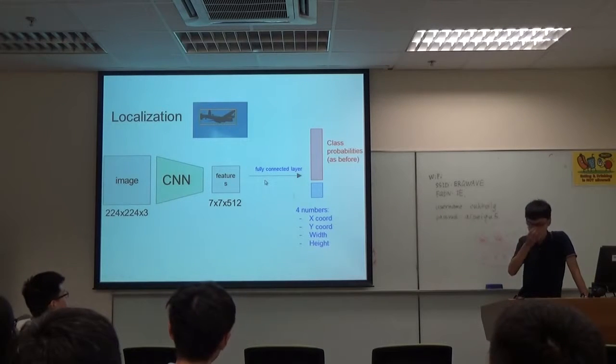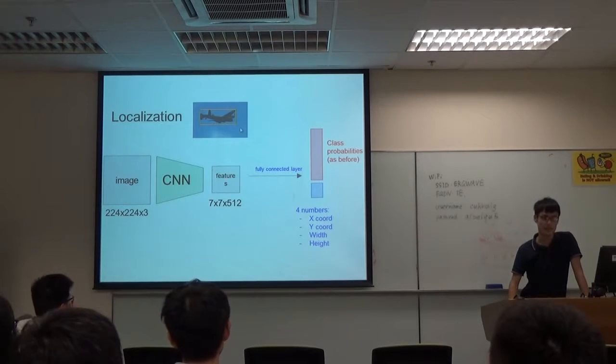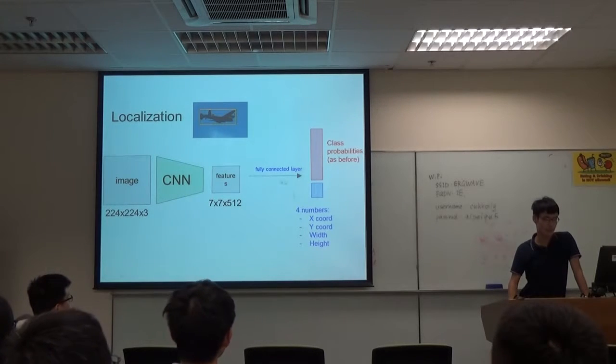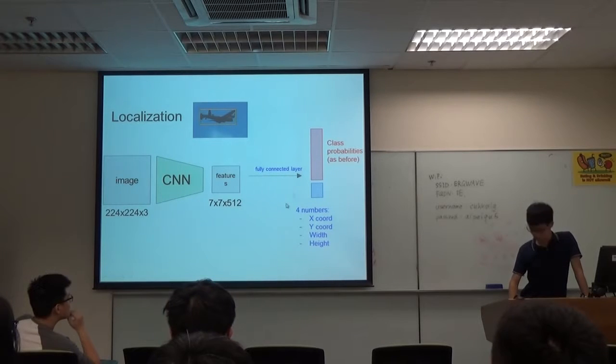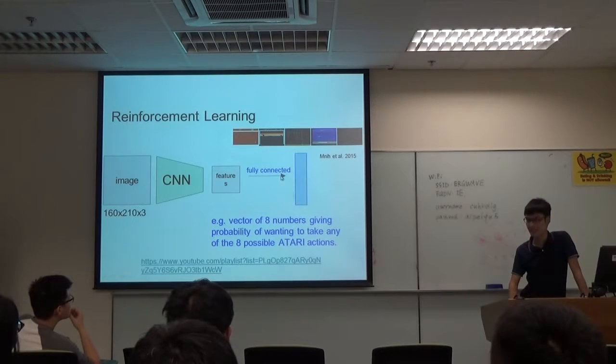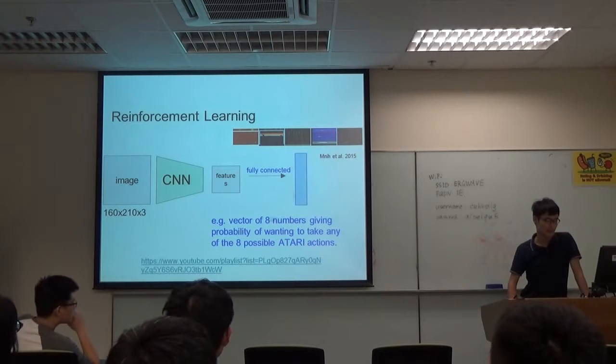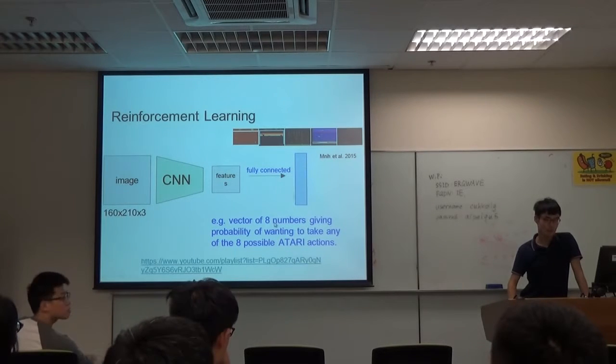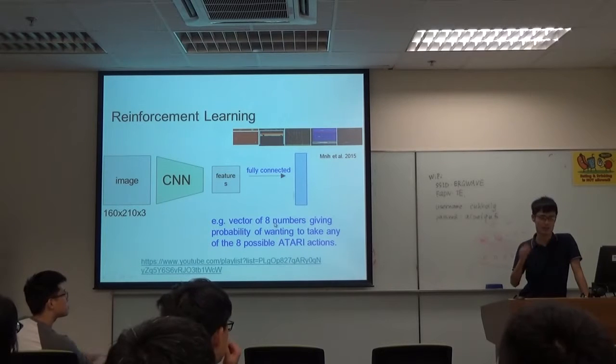And if you want to get the position of the object, you can also use the fully connected layer to get the position, the XY coordinates. Another thing is, if you want to play a game, you can also use the fully connected layer. And the output is the probability of the direction you should move.